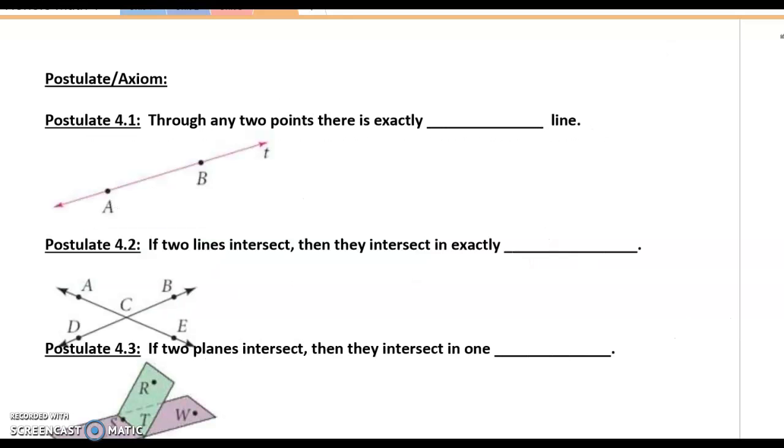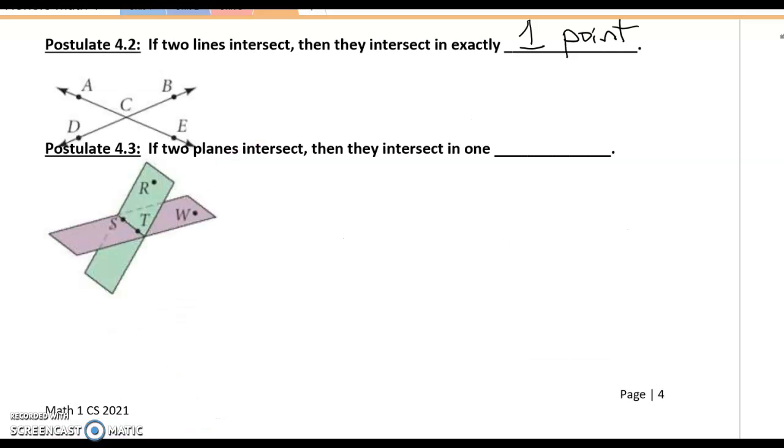All right, so now we're going to go through a series of what are called postulates or axioms. And these are like laws and rules that you need to make sure you remember, right, for future assessments. Know that through any 2 points, there is exactly 1 line. If 2 lines intersect, they intersect at exactly 1 point. If 2 planes intersect, they intersect in 1 line.